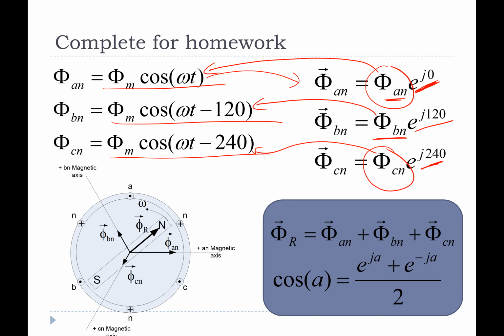So what I'd like you to do now is find the resultant flux, which is the sum of these three. And to do that, you could make use of this equation here, this identity, and find out what is the resultant magnetic flux distribution. And I would like you to bring that to class so we could discuss it.